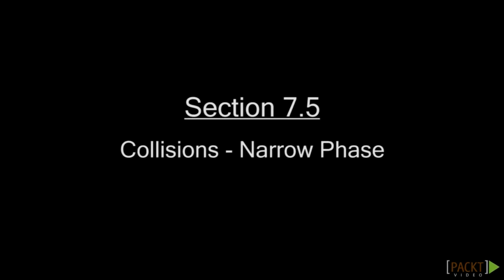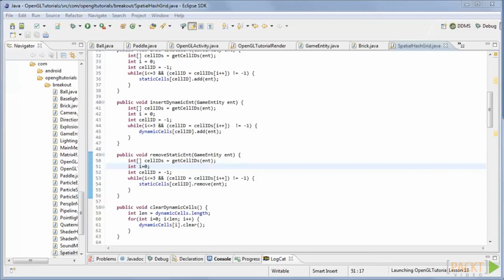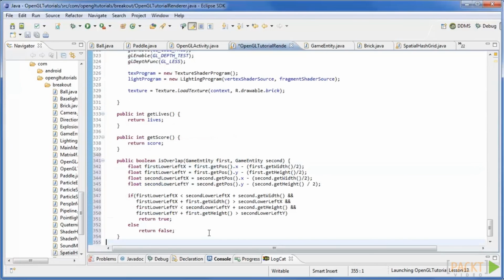Hello everyone, this video is entitled Collisions Narrow Phase, and in this video we will be learning about narrow phase collision testing. Now that we have a grid with our objects, the next thing we need to do is perform narrow phase collision testing. This is performed by doing an overlap test based on the object's bounding box. For our game, we are going to use the object's height and width to make a bounding box around the position. We will then perform a rectangle collision test to see if the objects are colliding.